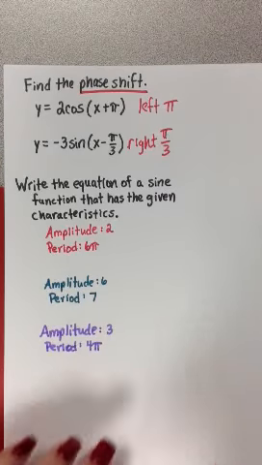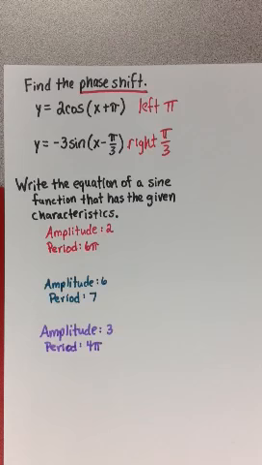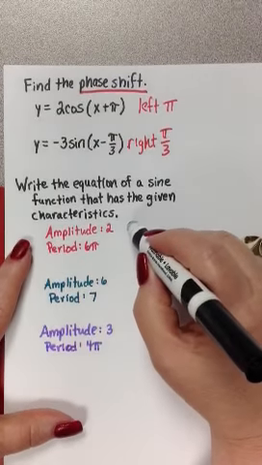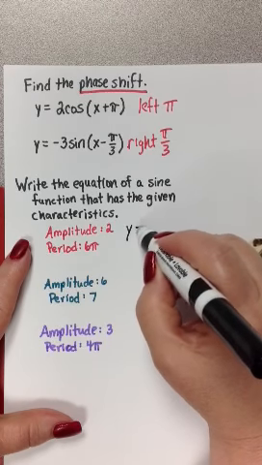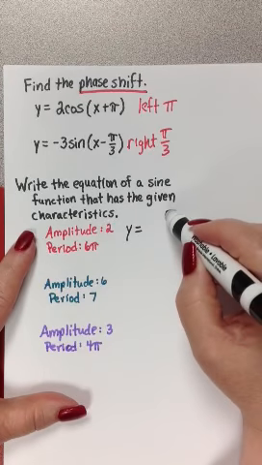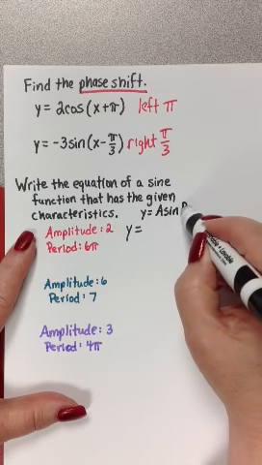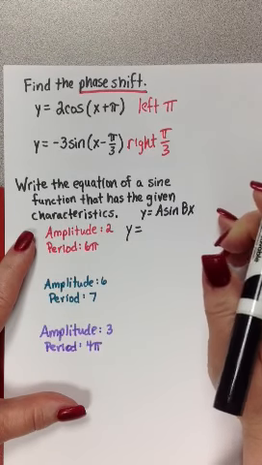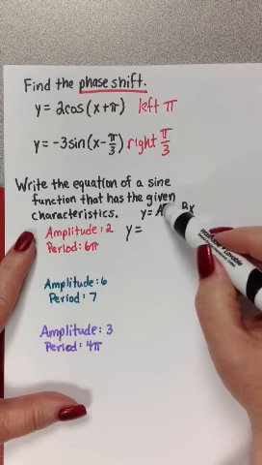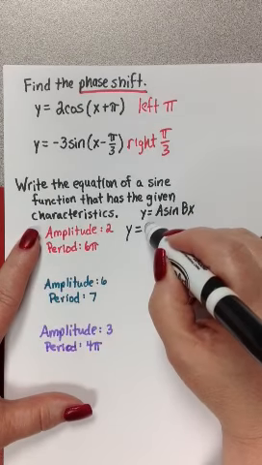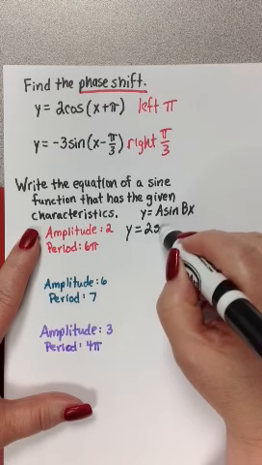Alright, and our next little exercise here, it says write the equation of a sine function that has the given characteristics. Has an amplitude of 2 for the first one, and a period of 6 pi. So to write the sine function, I would say y is equal to, remember that the general form would be y is equal to a sine of bx. This would be without a phase shift or a vertical change at all. Amplitude is a, so this will be y is equal to 2 times the sine.